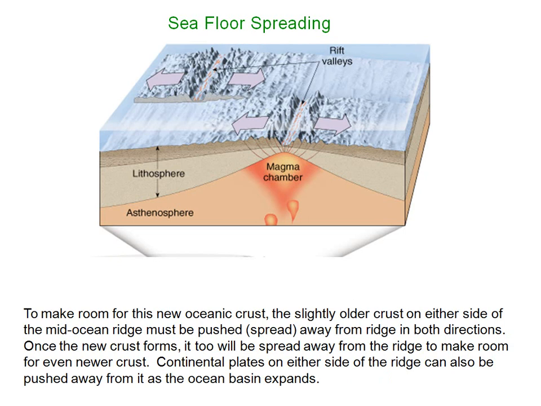To make room for this new oceanic crust, the slightly older crust on either side of the mid-ocean ridge must be pushed or spread away from the ridge in both directions. Once that new crust forms, it too will be spread away from the ridge to make room for even newer crust. And continental plates on either side of the ridge can also be pushed away from it as the ocean basin expands.